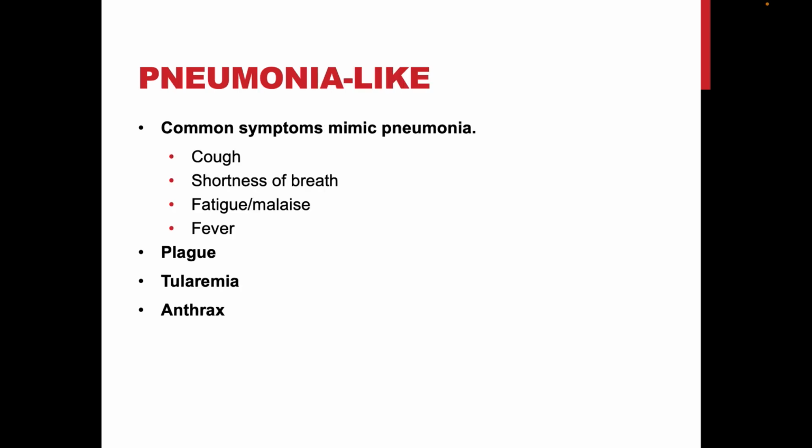We separate them out into a couple of different categories. Pneumonia-like is one of the more common ones, and it's going to look very much like pneumonia, causing cough, shortness of breath, fatigue or malaise, and fever. Plague, tularemia, and anthrax are all pneumonia-like agents.